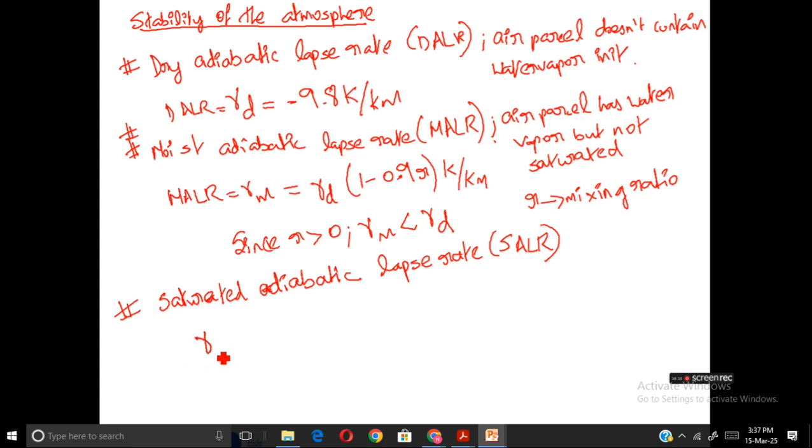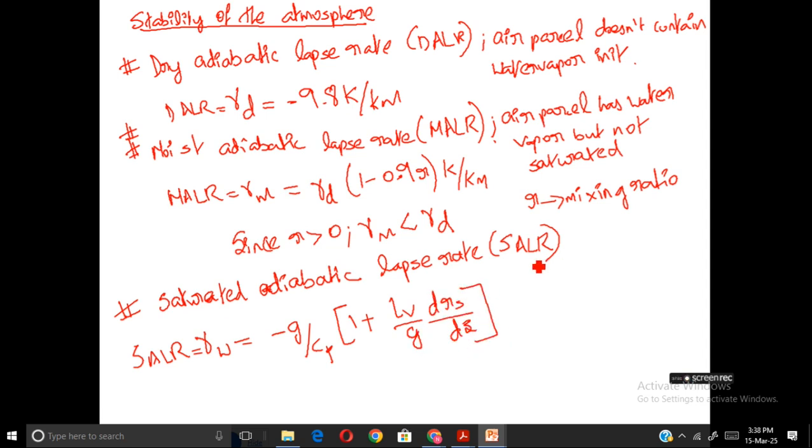Saturated adiabatic lapse rate is given by gamma W. The equation of gamma W is minus G by Cv, which is gamma D, into 1 plus LV by G into dRS by dZ, where RS is the saturation mixing ratio, LV.